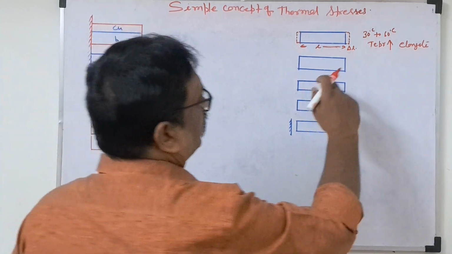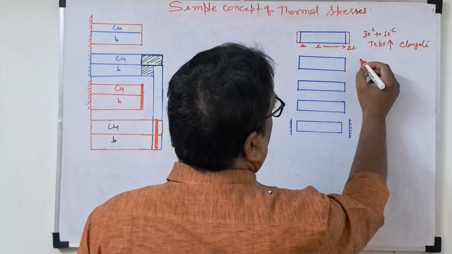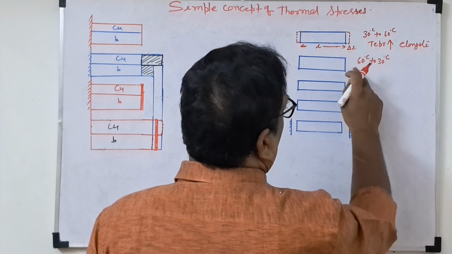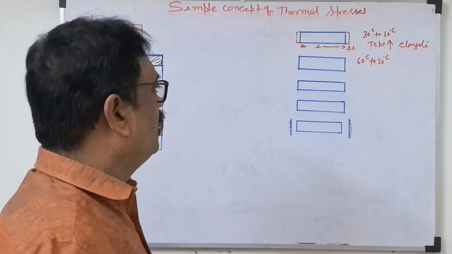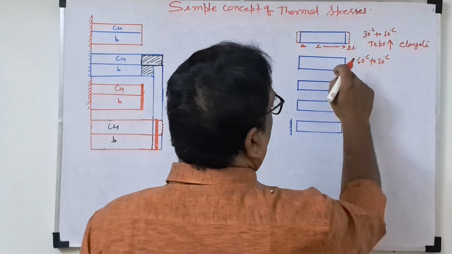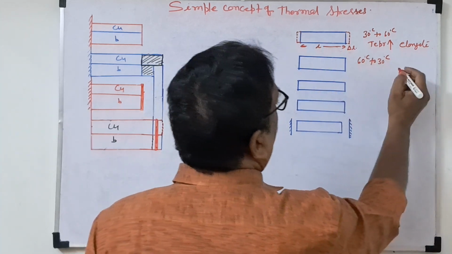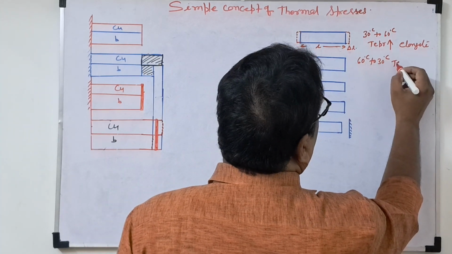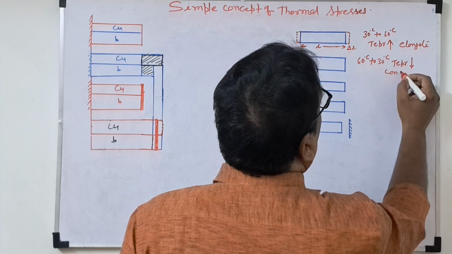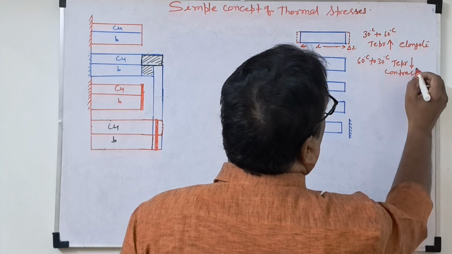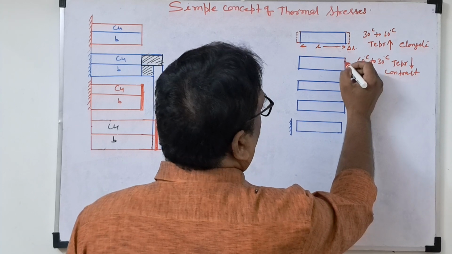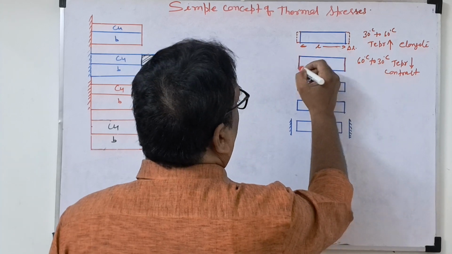Then again, in a similar second case, the temperature will reverse. Suppose 60 degrees to 30 degrees Celsius. Now the body temperature is reducing. Then what will the body do? The body will come back to the original position. That means contraction will take place. So what is the second case? If the temperature decreases, the body will contract. It will come to the original position again.